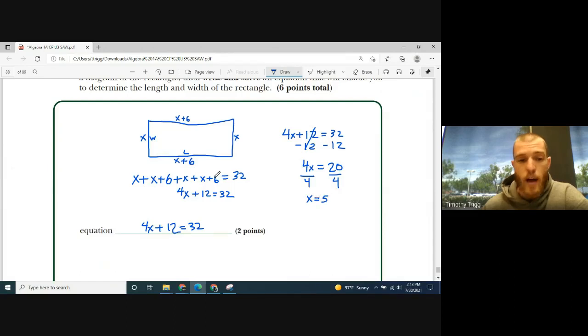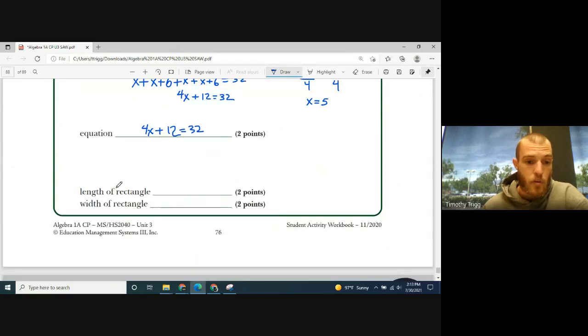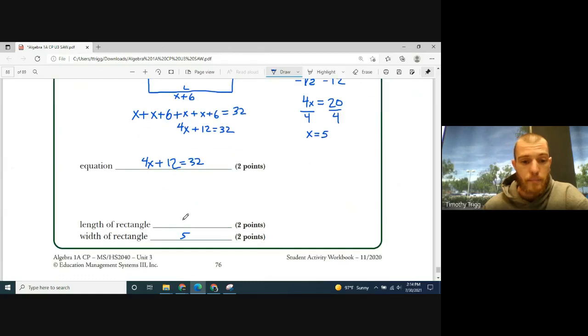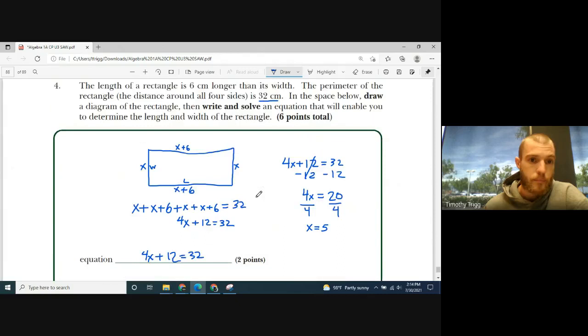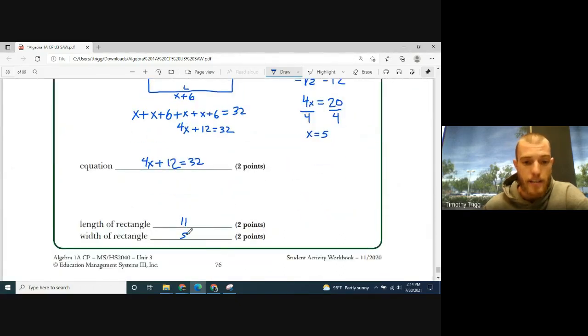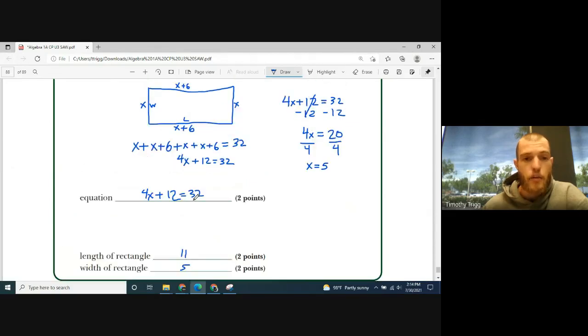So x equals 5, that tells us the width, right? Because we put x as the width. So the width is 5. And the length is 6 more than that. So that's x plus 6, and x is 5, right? So that would be 11. Notice that the length is 6 more than the width, right? The length is 6 more than the width. And then if you did the perimeter, it would add up to 32.